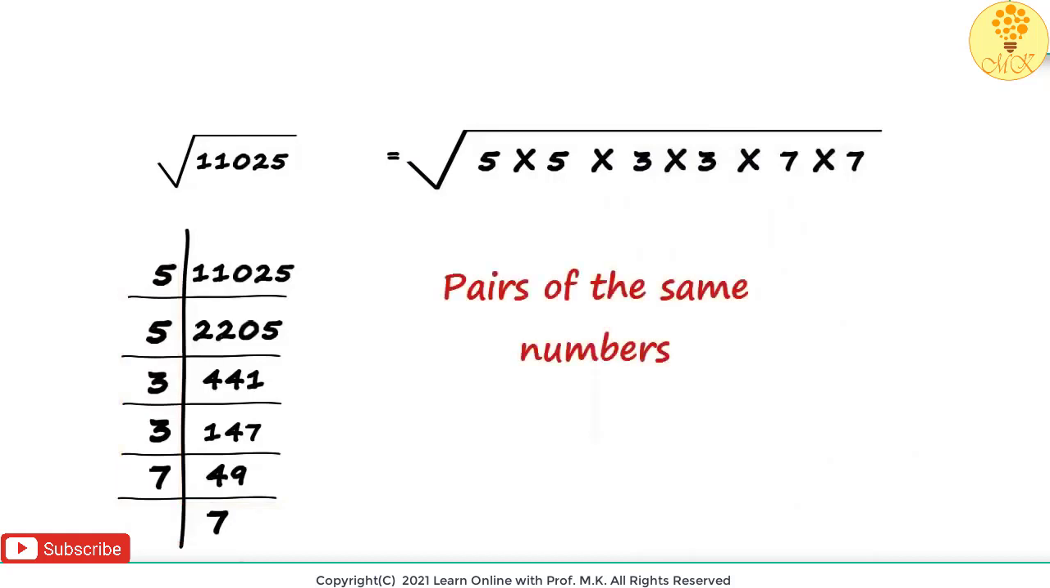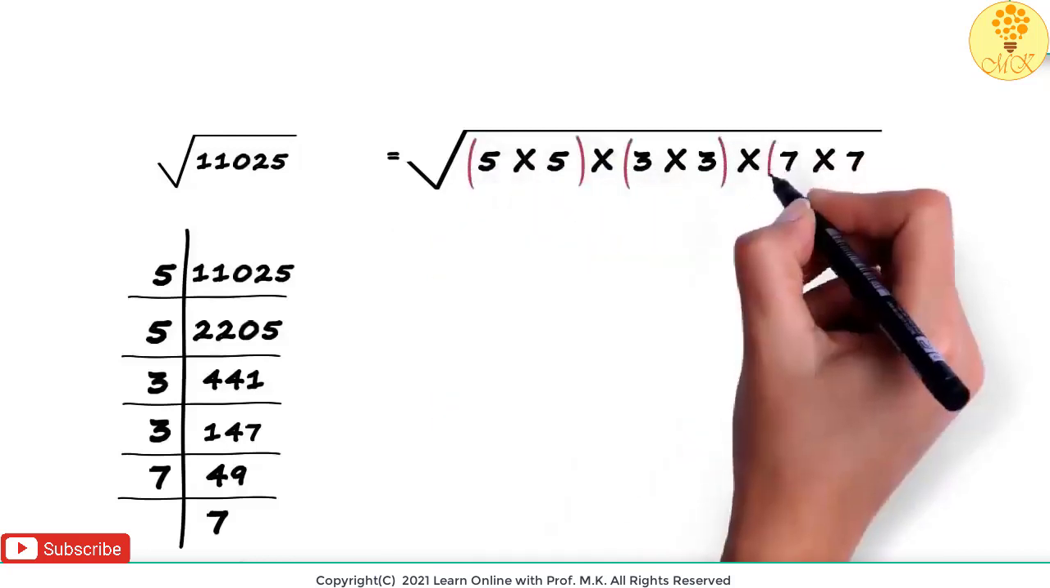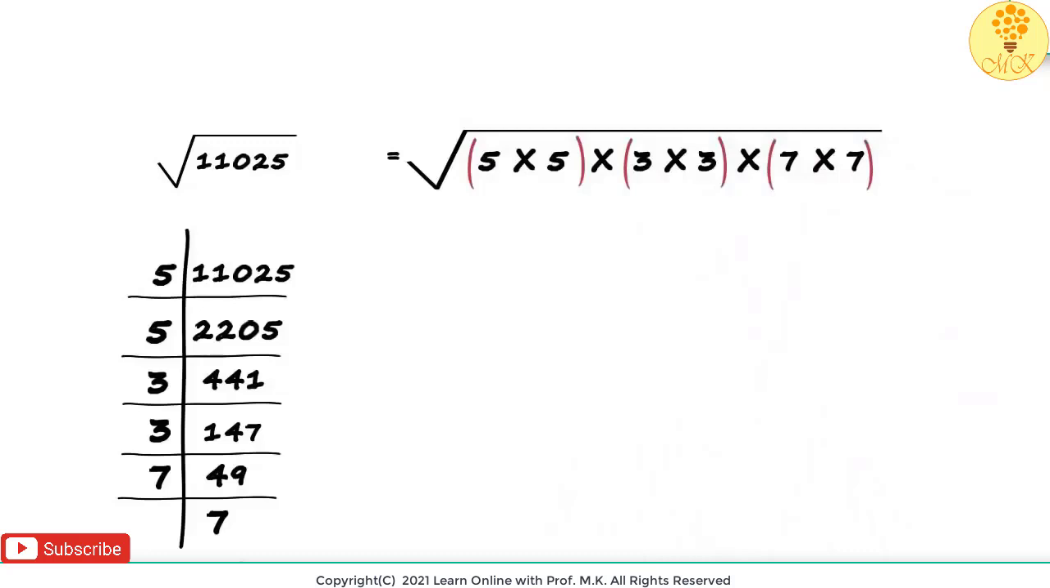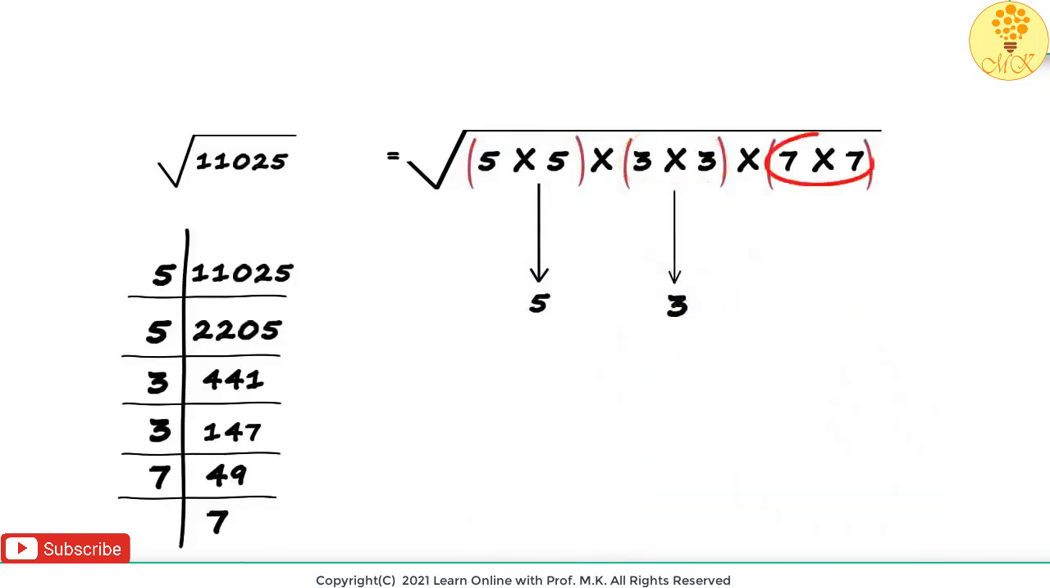The next step is to make pairs of the same numbers. And after we find the pairs, we choose one number from each pair. So we have 3 pairs here. A pair of 5s, a pair of 3s and a pair of 7s. We choose one number from each pair. So from the first pair, we choose 5. From the second pair, we choose 3. And from the third pair, we choose a 7.